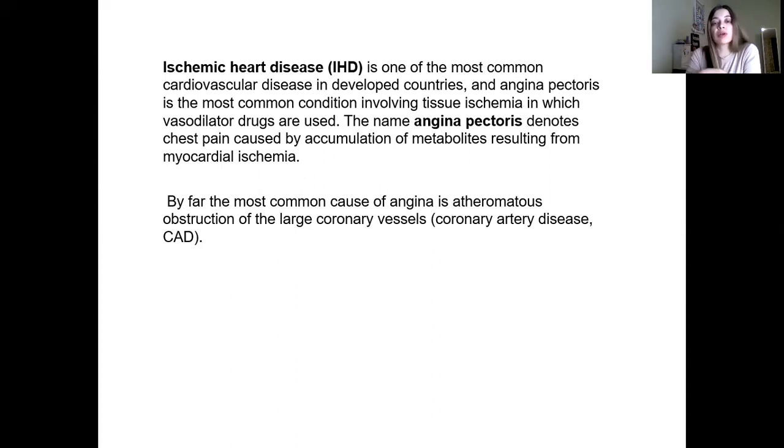By far, the most common cause of angina is atheromatous obstruction of the large coronary vessels. It is also called coronary artery disease. So this is actually atherosclerosis. Yes, this is the most common reason for this disease, but not the only one.